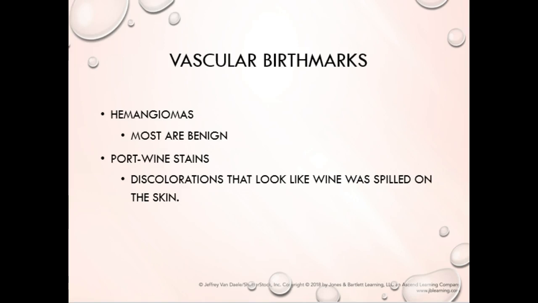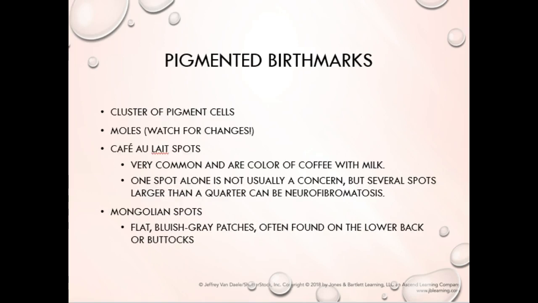Benign, doesn't cause any problems whatsoever, and you're probably familiar with these. Now, pigmented birthmarks, as opposed to different amounts of blood vessels coming to the surface of the skin or causing coloration, are going to have different levels of melanin in them. So this is pigment from melanin, and these are clusters of pigment cells, including moles.